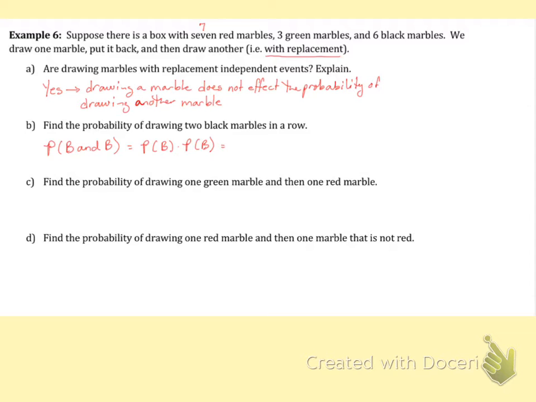We have 6 black marbles, but how many total marbles do we have? Well, it looks like we have 7 red, 3 green, and 6 black. That means a total of 16 marbles. And of those 16 marbles, 6 of them are black. So the probability of choosing a black marble is 6 out of 16. And we're doing that twice since we're replacing that marble back in. And when we put that in our calculator, we get 0.14.